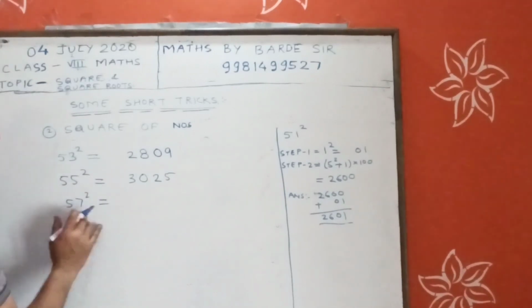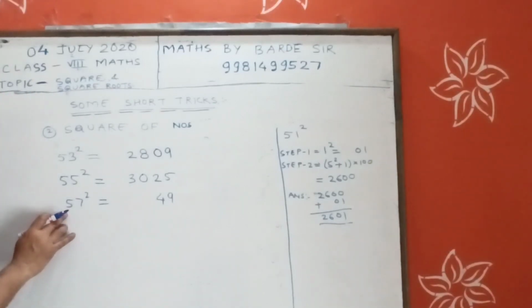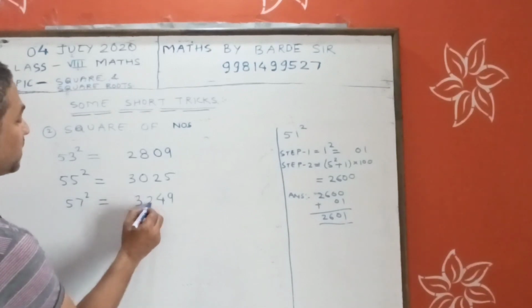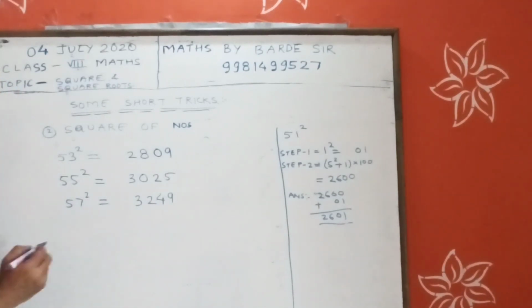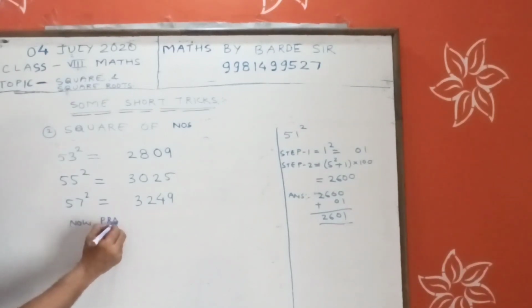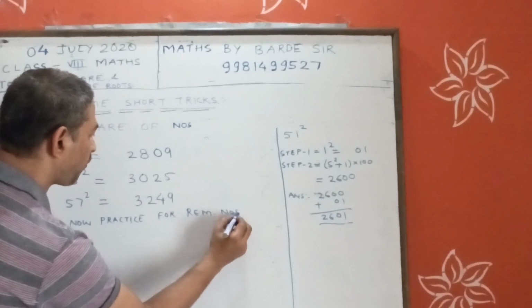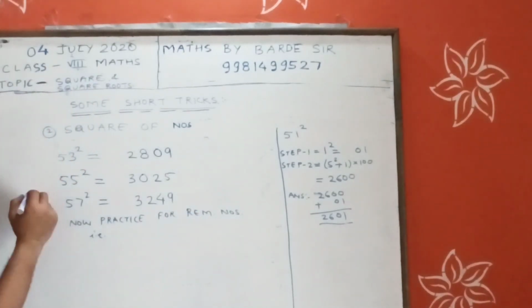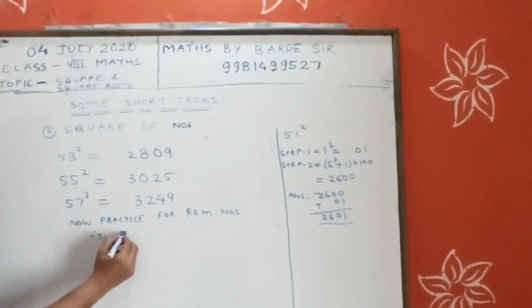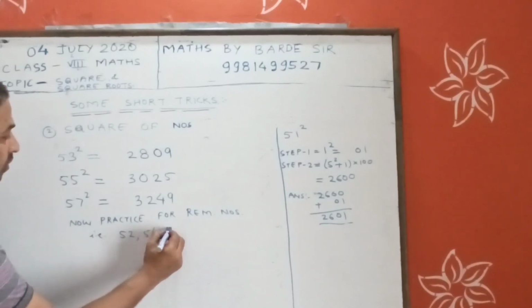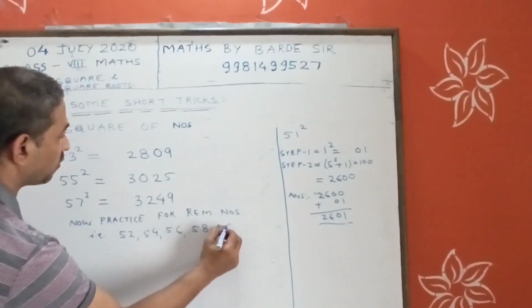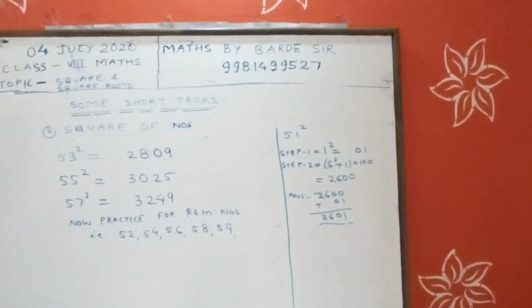Let's take one more. 57 square, 7 square 49, 5 square 25 plus 7 is 32. Okay, right? Now practice for the remaining numbers. That is, I've taken 51, 53, 55, 57, 52, 54, 56, 58, 59. Okay. So this is a very important trick to find out the square of any number from 51 to 59. Right.